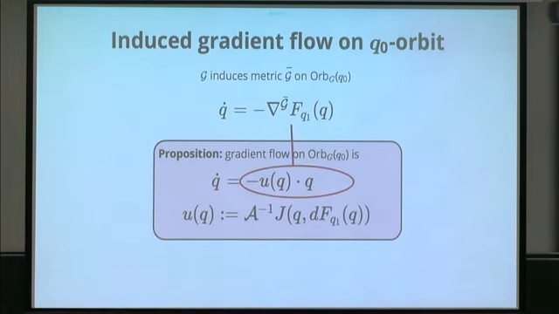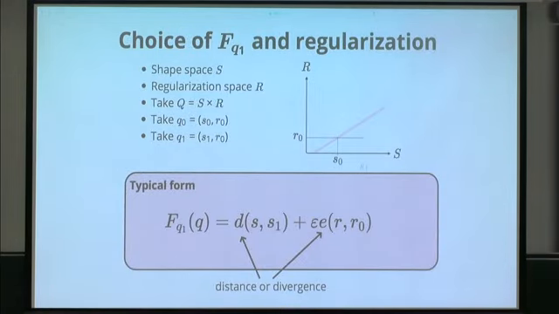So far I haven't said anything about how we choose this F, or how we choose our functional. So let's just say something about that. So of course the F will depend on the target point here, Q1. So I always denote it like this.